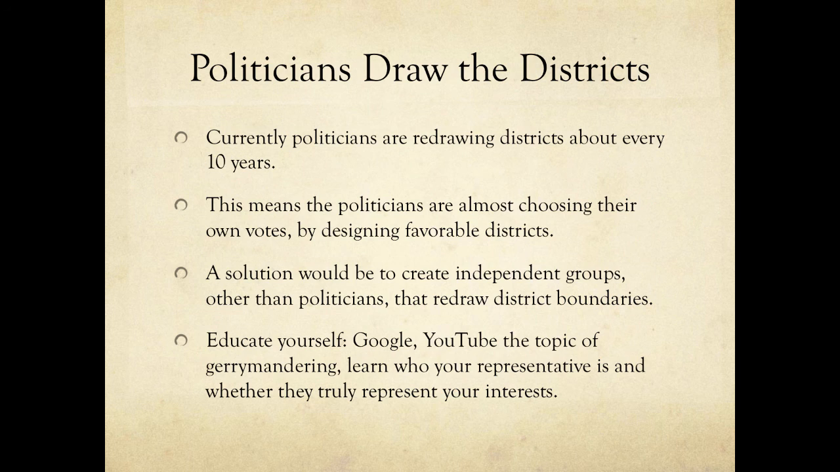So a forward-thinking and positive and hopeful outcome of all of this is to educate yourself. Look on Google and YouTube on the topic of gerrymandering, because this is something that we really could solve fundamentally if enough people were interested. But also further look at who your representatives are where you live and see whether they really, truly represent your interests.